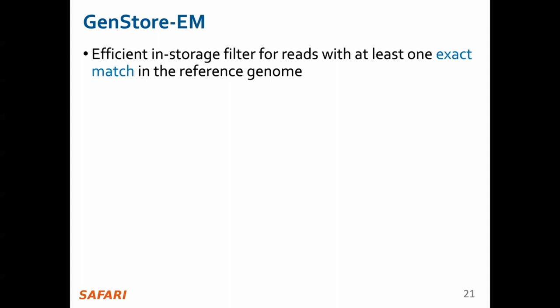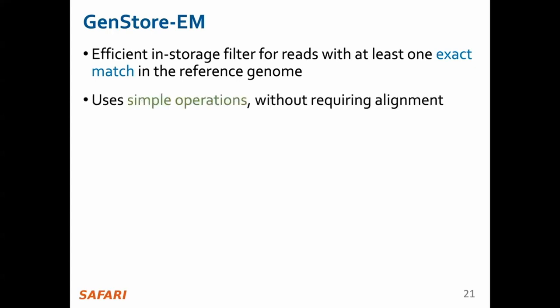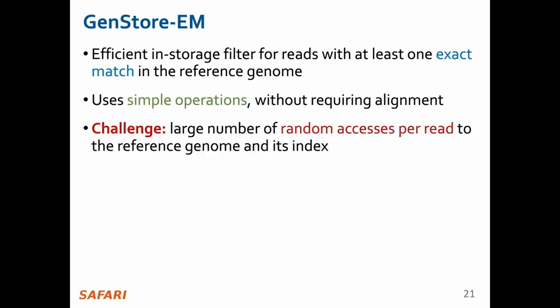GenStore-EM accelerates read mapping by using an efficient in-storage filter to filter reads that have at least one exactly matching location in the reference genome via only simple operations without requiring expensive alignment. However, doing so is challenging inside the storage because of the large number of random accesses per read to the reference genome and its index. If you remember, based on the background that we just discussed, for every read we extract several k-mers, and for the several k-mers we access the index and find some candidate locations in the reference genome, and we also access the reference genome. So there are many random accesses for every read.